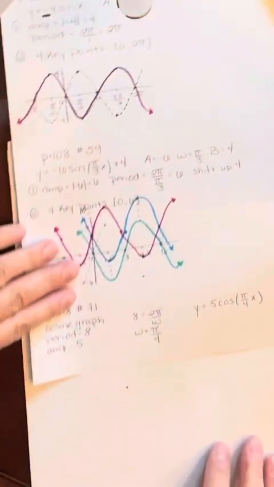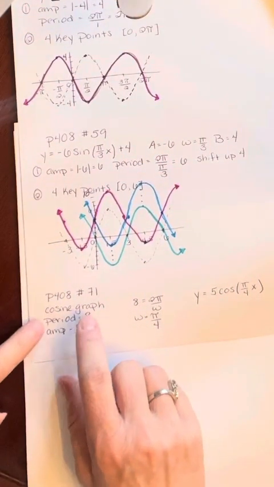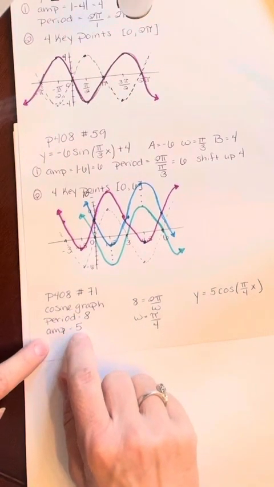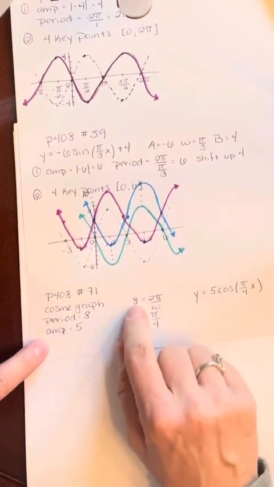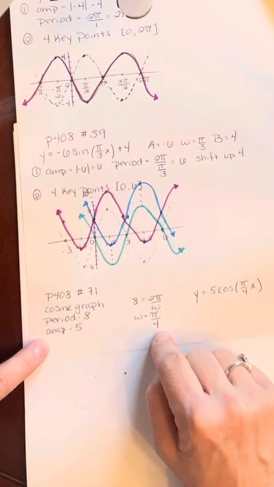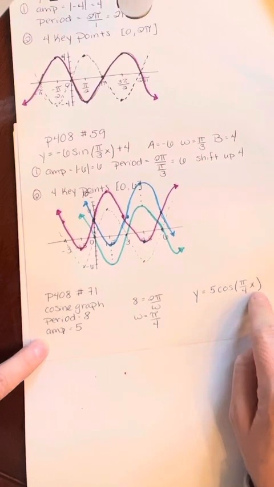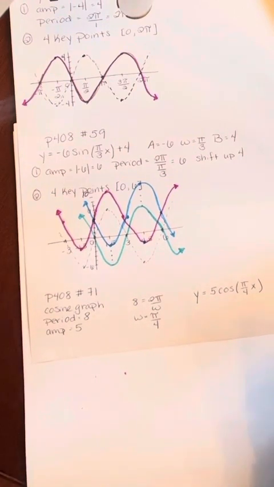Okay, so you're back. You did page 408, number 71. It's a cosine graph. The period was 8. The amplitude was 5. So finding your omega, 8 equals 2 pi over omega. So omega is equal to pi over 4. So your equation is y equals 5 cosine pi over 4x, or pi over 4 theta.